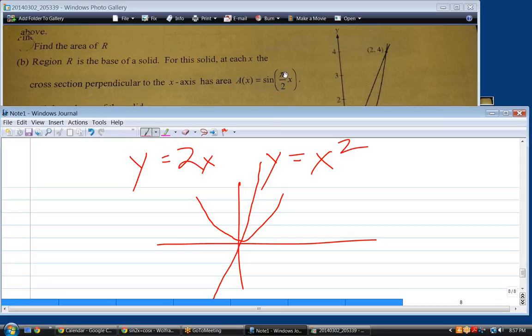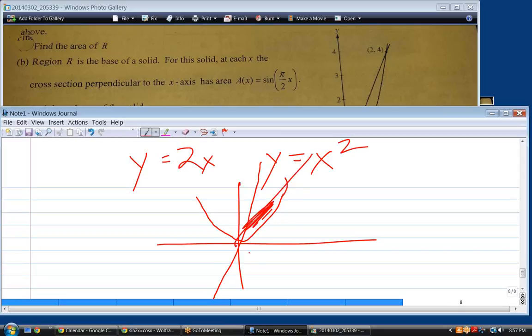So we can integrate that from 0 to 2? Yep. Let me think about that for a second. I haven't seen a problem like this before. Let's just see.